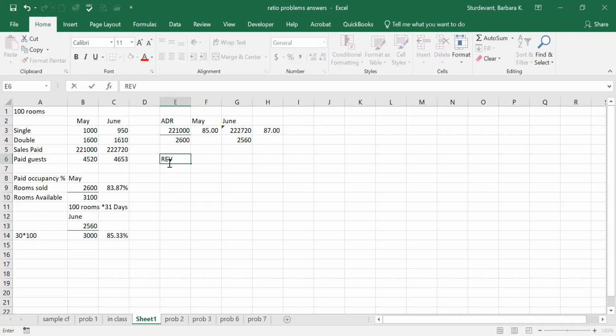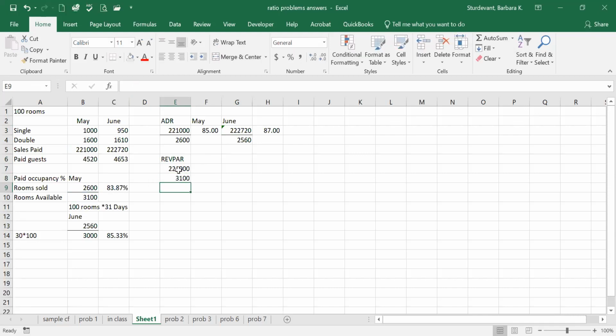RevPAR is based on what you could sell. And for some reason, you guys get these mixed up. So be careful. Average daily rate. So try to think of it: if it's average, it's actual. Put your A's together, kind of as a way to remember. Top number is still sales, but your bottom number is now based on what you could sell.